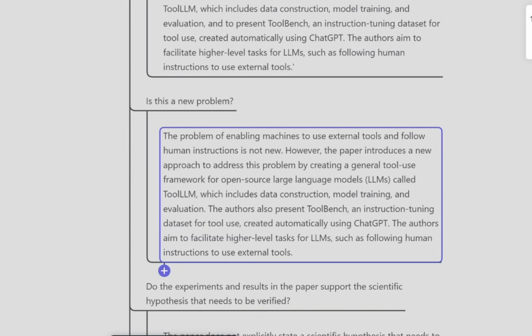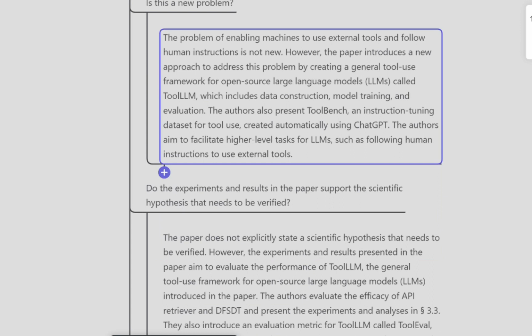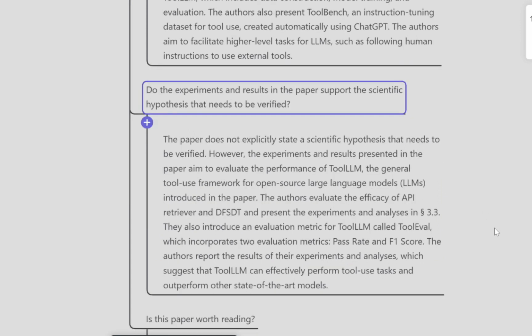So, is this a new problem? Well, the problem of enabling machines to use external tools and follow human instructions is not new. However, the paper introduces a new approach to address this problem by creating a general tool use framework for open-source large language models, LLMs, called ToolLLM, which includes data construction, model training, and evaluation. The authors also present ToolBench, an instruction tuning dataset for tool use, created automatically using ChatGPT. The authors aim to facilitate higher-level tasks for LLMs, such as following human instructions to use external tools.